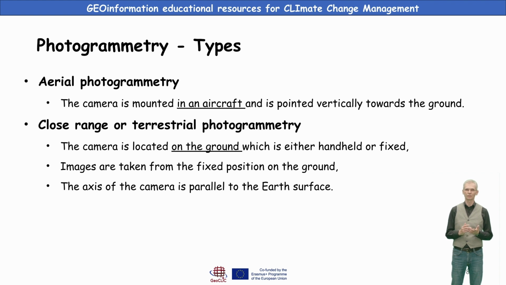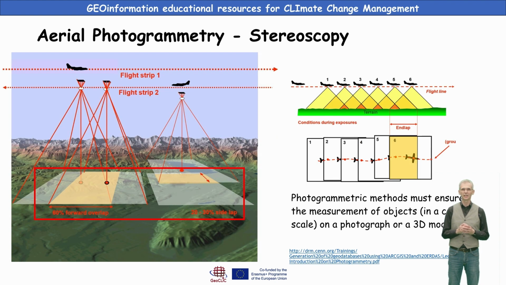Photogrammetry can be divided into two types, depending on the position of the sensor, the camera: aerial and close-range or terrestrial photogrammetry. In aerial photogrammetry, the camera is mounted on the aircraft and is pointed vertically towards the ground, and in terrestrial photogrammetry, the camera is located on the ground.